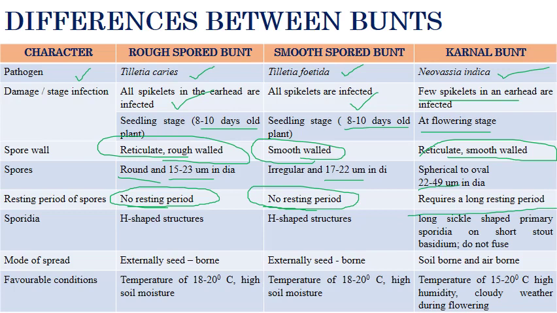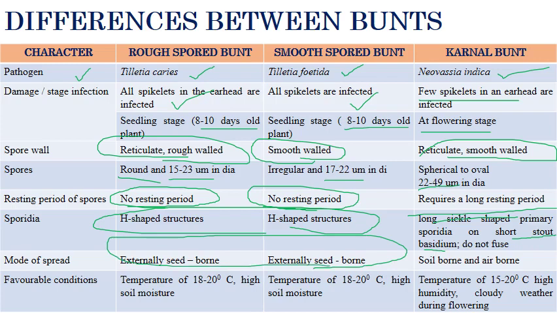Coming to the sporidia, an H-shaped structure is produced in rough spore bunt and smooth spore bunt, whereas in kernel bunt, long sickle-shaped primary sporidia and short stout basidium are produced, and they do not fuse. Coming to the mode of spread, both rough spore bunt and smooth spore bunt are externally seed-borne pathogens, whereas kernel bunt is soil-borne and airborne.